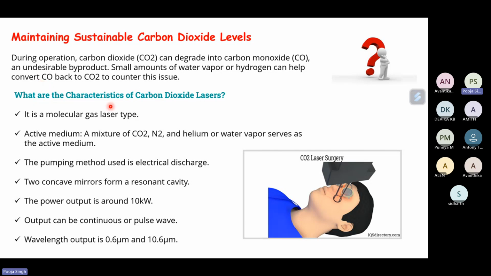So what are the characteristics of this CO2 laser? It is a molecular gas laser. The active medium is CO2 and helium, and the pumping method we use is electric discharge. The power output we get is 10 kilowatts, which is lower than the neodymium laser, because it has a wavelength higher than the neodymium laser. That's why the power output is lower for the CO2 laser.